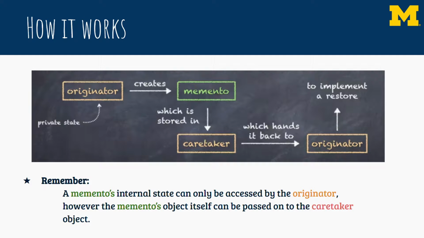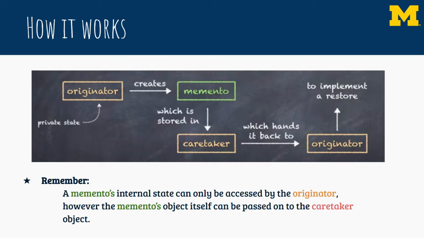How does this pattern work? How does the Memento design pattern work? This picture right here is a good example that illustrates the basic idea of this pattern. So we have our three actor classes, or our three main entities. We have the originator, the memento, and the caretaker. The originator takes a private state and creates a memento, which is then stored in the caretaker, which hands it back to the originator, and then the originator implements a restore.